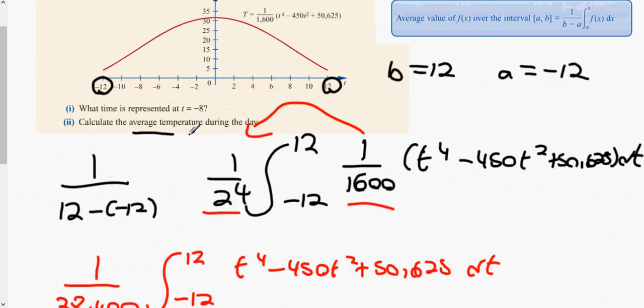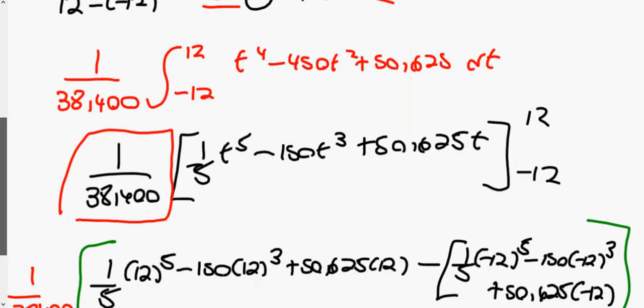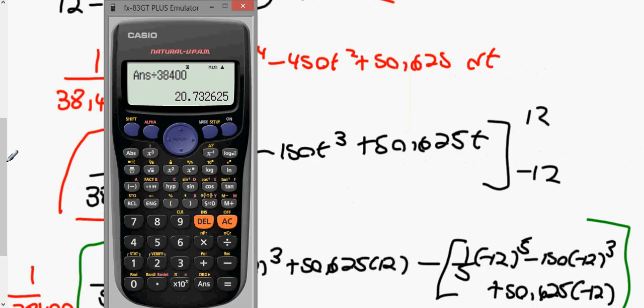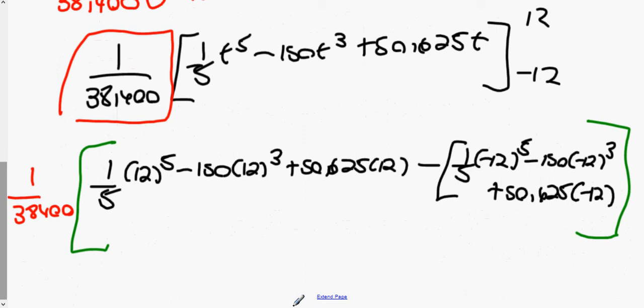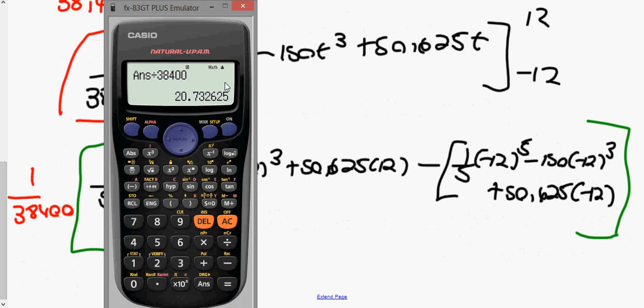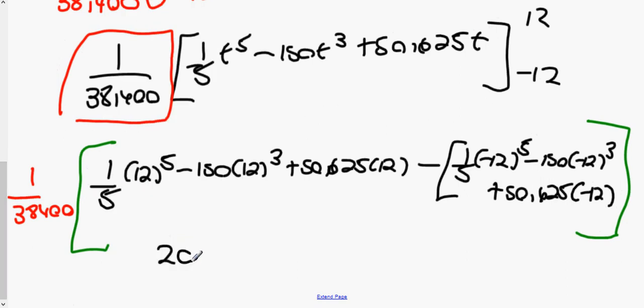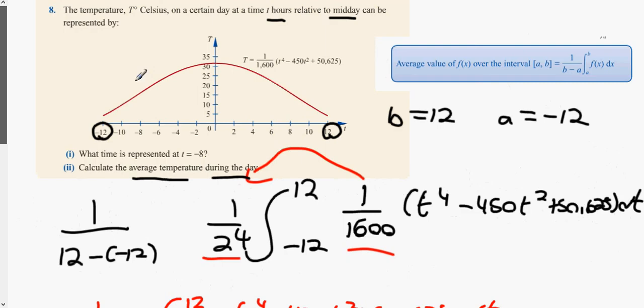Calculate the average temperature during the day. Well, the average temperature during the day is 20.73 degrees, which can round up to 21 degrees. Okay, so that's that question done.